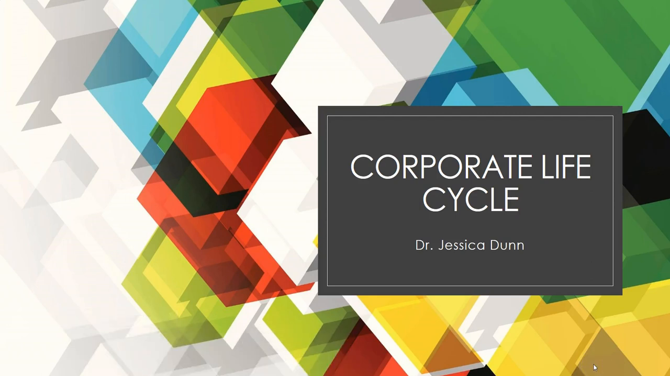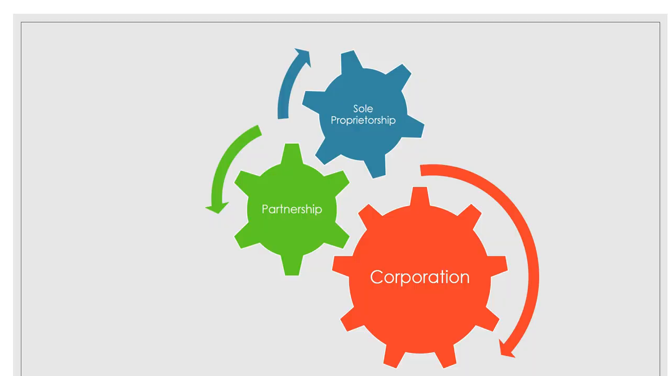This is Jessica Dunn, and today's discussion is about the corporate life cycle. There are three basic forms of business organization. We have sole proprietorships, partnerships, and corporations.